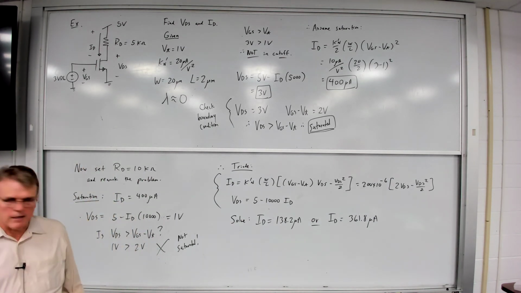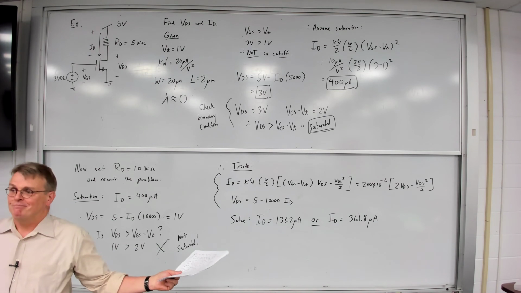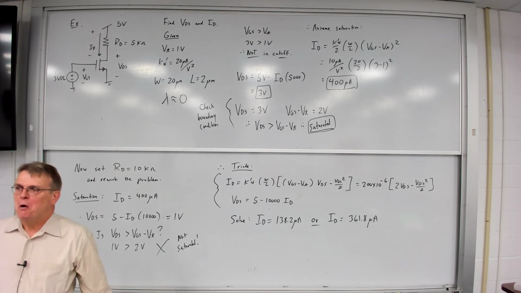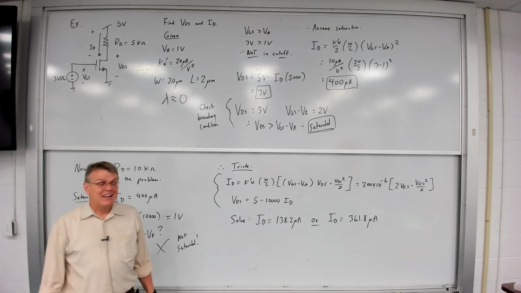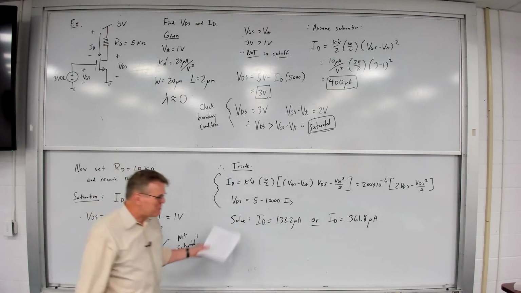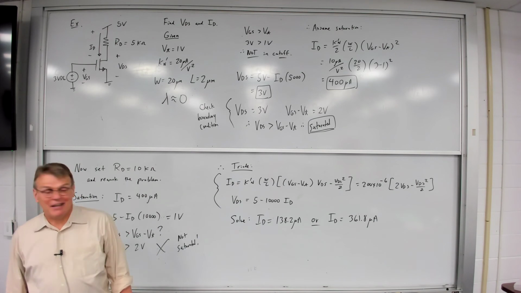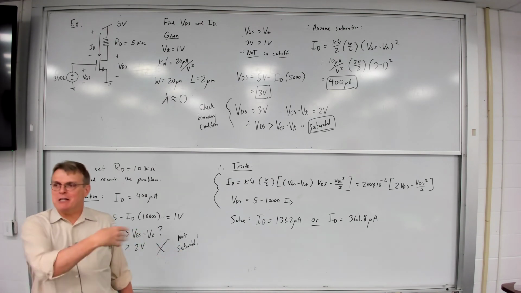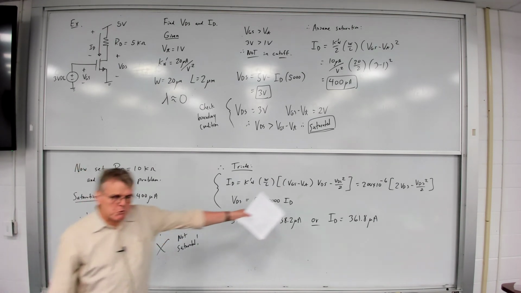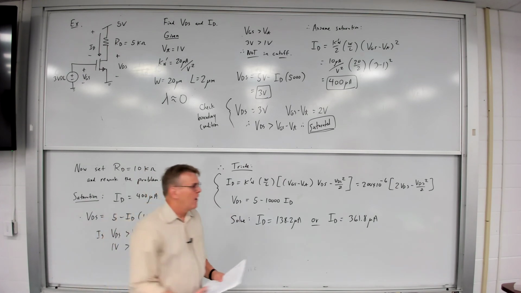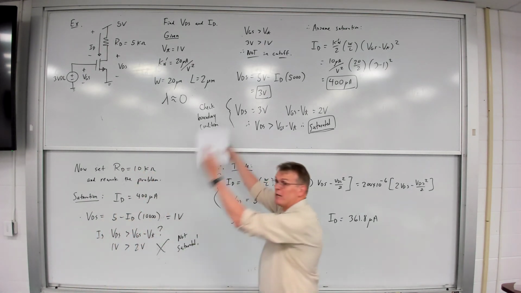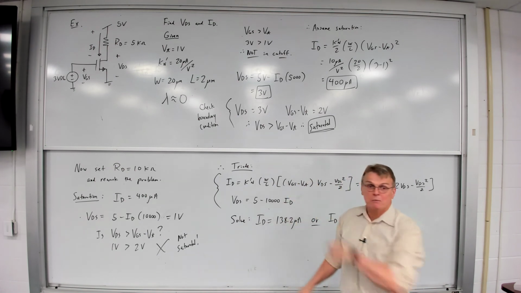And so what do we do now? Pick one? They're both right? What do I do? Check the boundary conditions. I've got 2 answers. Only one of those is going to meet the boundary conditions. Okay? So next time we'll come back to this. We'll check our boundary conditions, and we'll see which one of those answers made sense. Okay? This is what we're going to be doing, and we're going to work a few more of these problems next time.